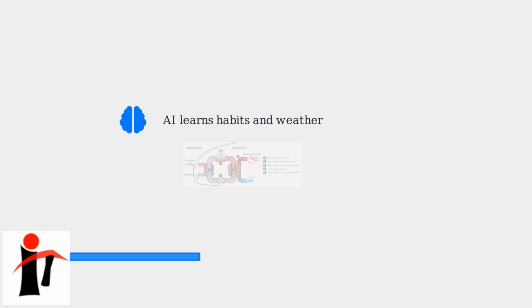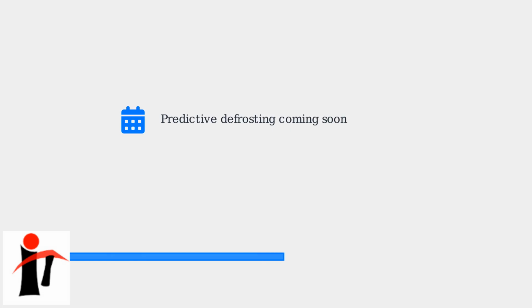Tesla's AI-optimized HVAC algorithms learn and adapt to your driving habits and local weather, proactively adjusting temperature and recirculation for maximum efficiency. Future software updates will likely include predictive defrosting, activating the system based on weather forecasts and your schedule to ensure clear windows when you need them.